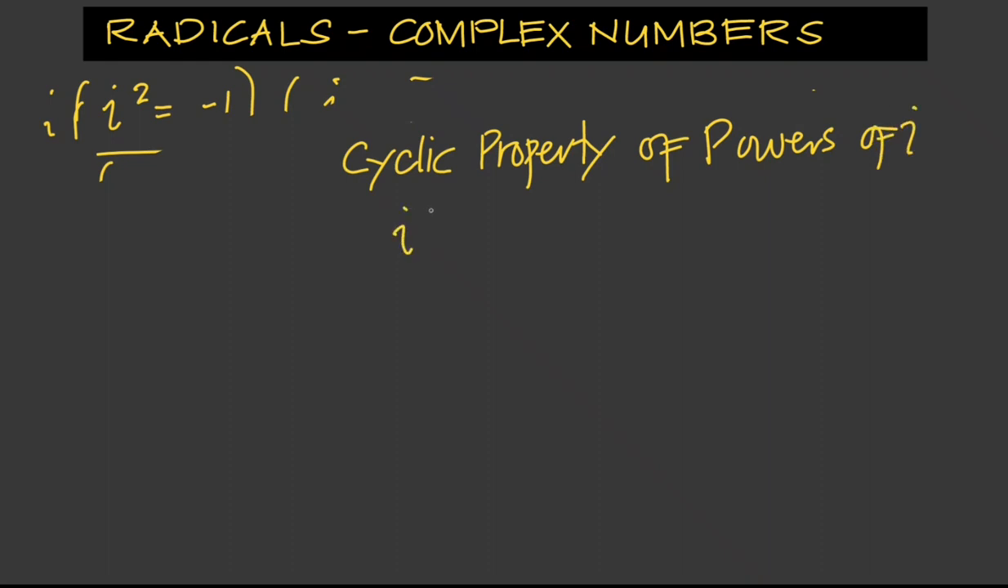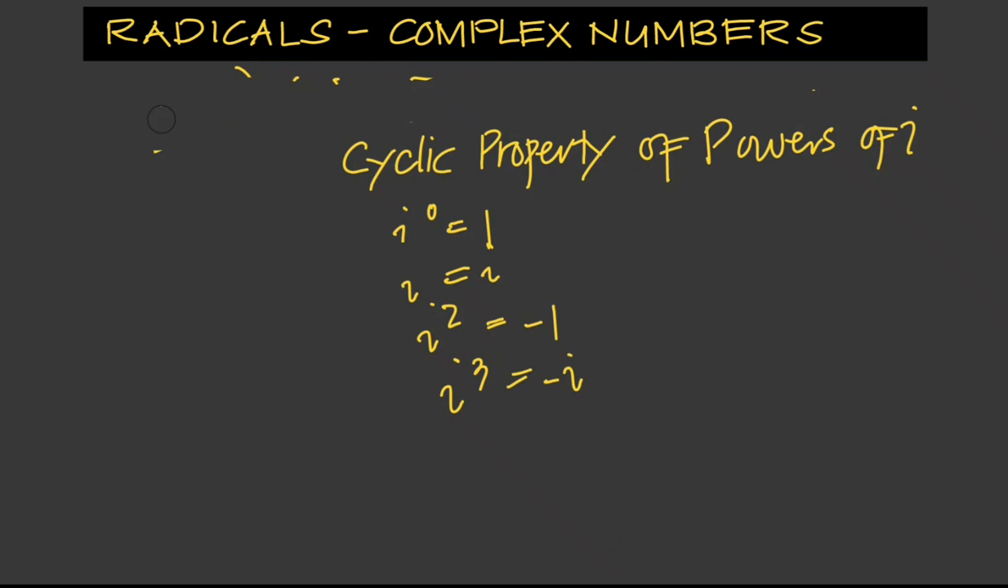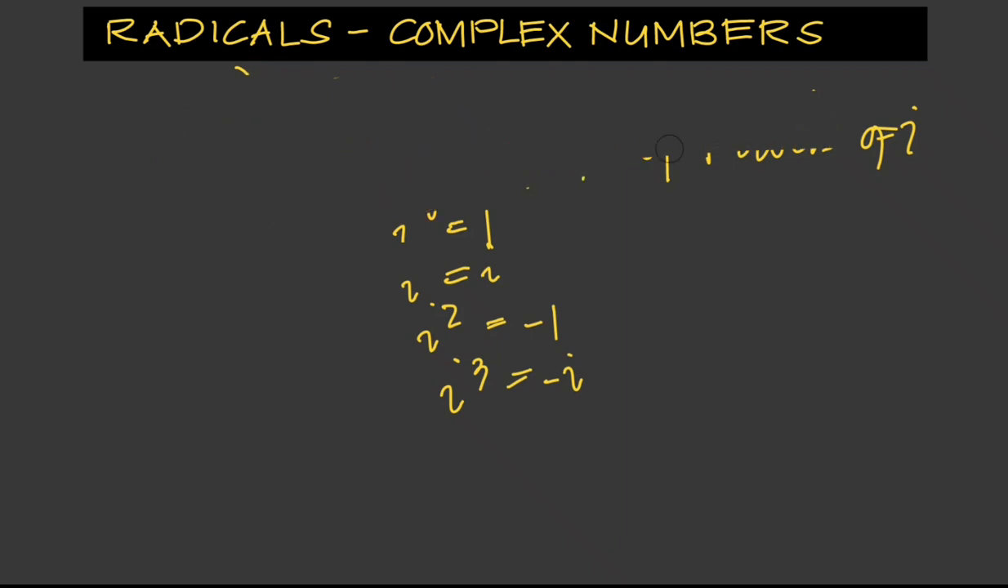So we can write that as i to the 0 is 1. We can start with 1 because any number or any variable raised to the power of 0 is just equal to 1. And then i to the 1 is just equal to i. Then i squared is just equal to -1. And then i cubed is just equal to -i.